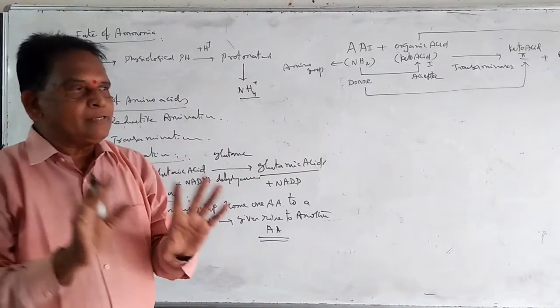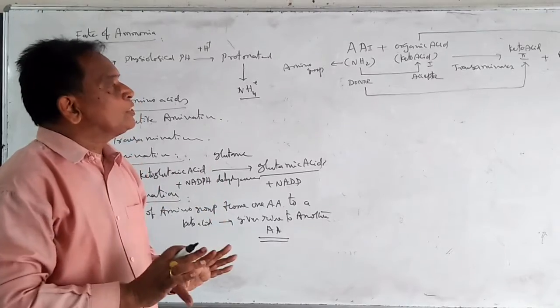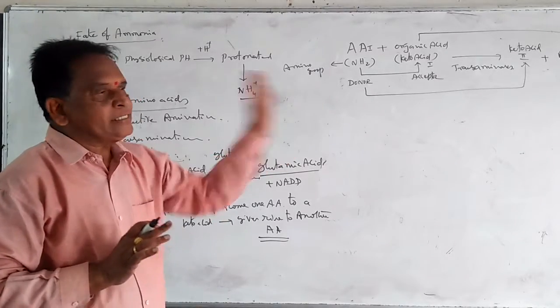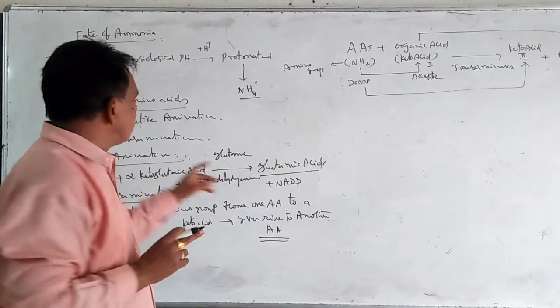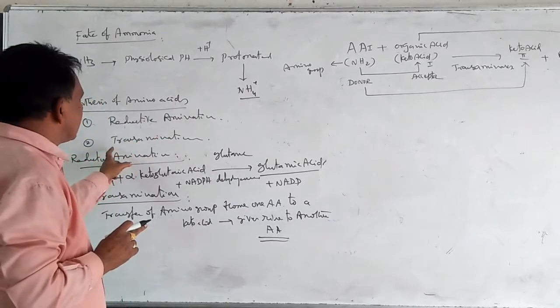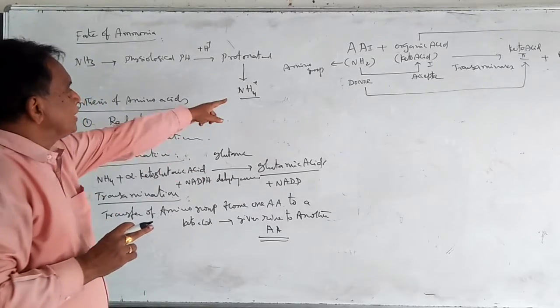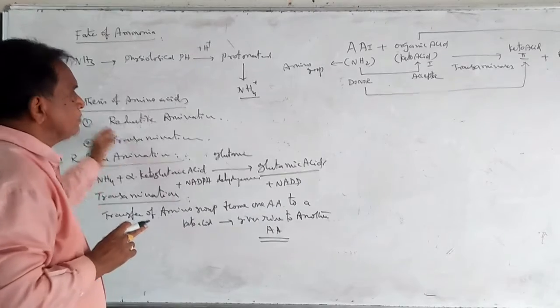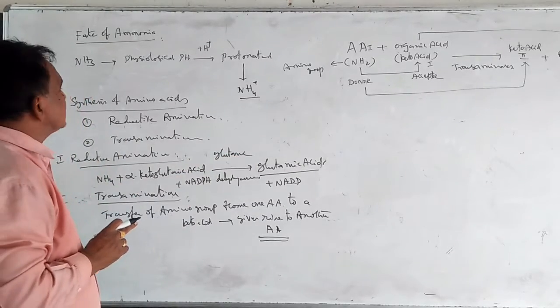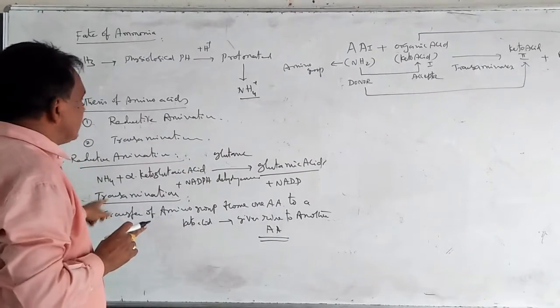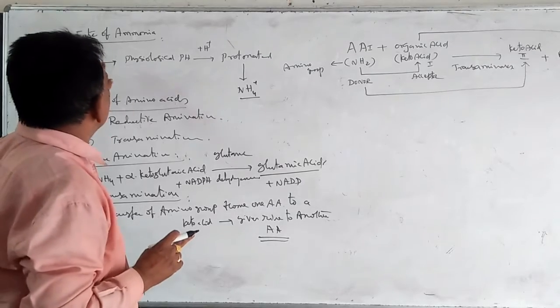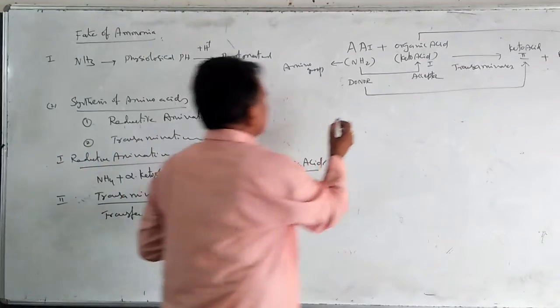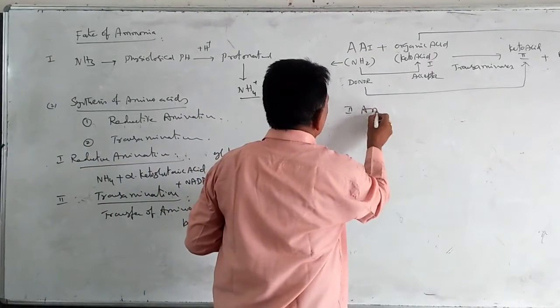And the enzymes required for this process are called transaminases. By these two processes, reductive amination and transamination, the ammonium ion that is formed is finally converted to amino acids. The fate of ammonia: amino acids are produced. And in the next step, some amides are also produced. Amides.